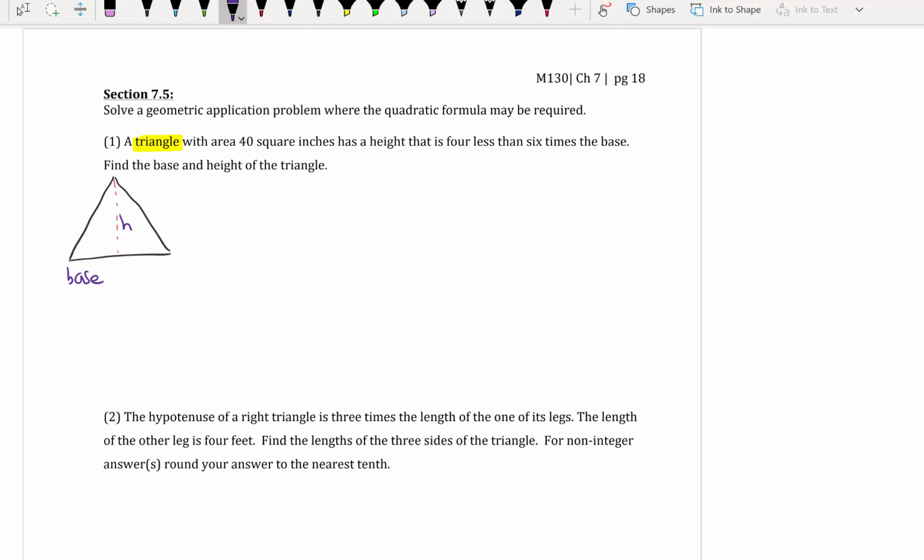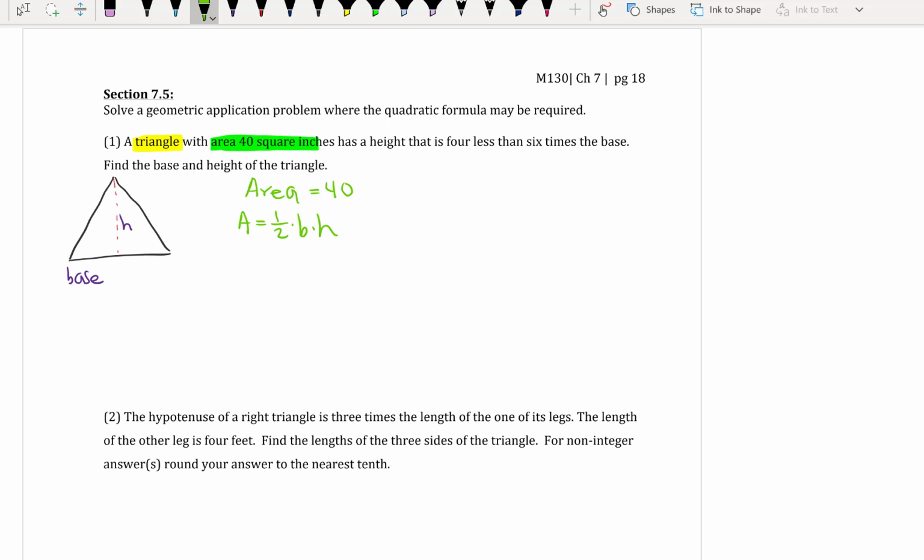Well, it specifically says that the area is 40 square inches. So perfect, I know that the area is equal to 40. The other thing that I know is that area is equal to 1/2 times my base times my height.